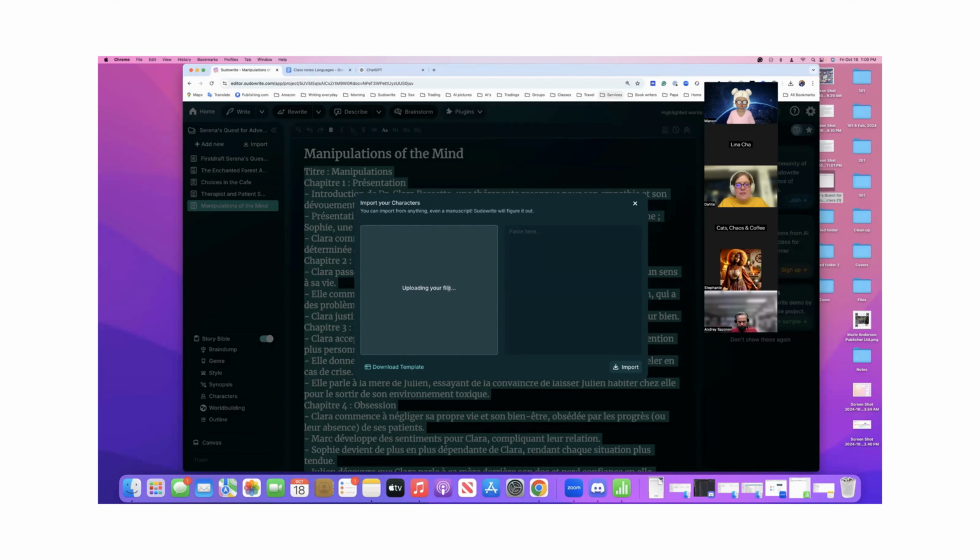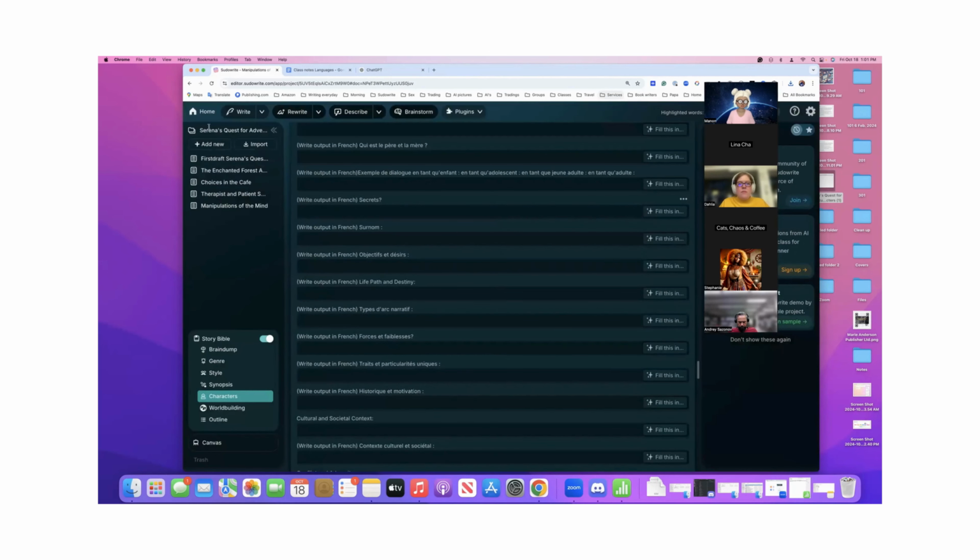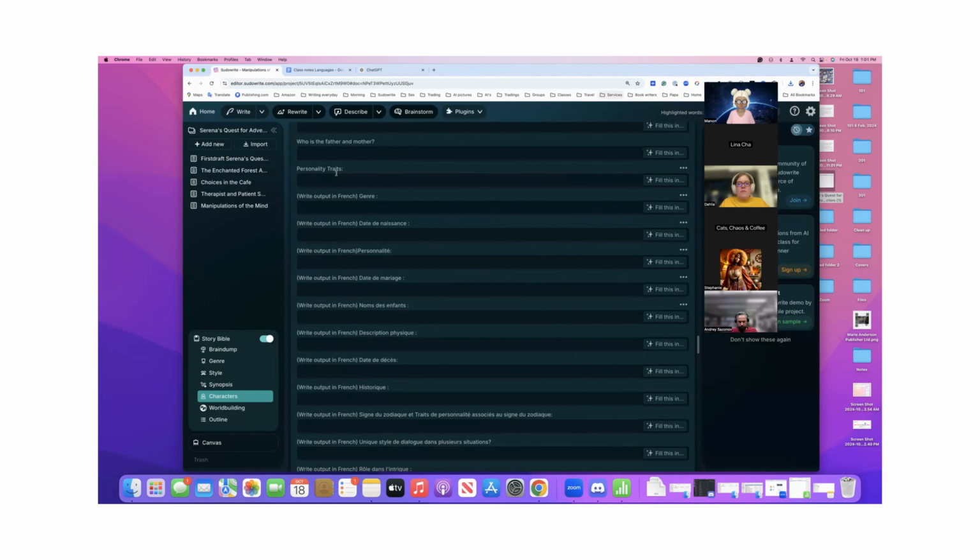You can import anything, even a manuscript. Sudowrite will figure it out. Okay, well, I don't want to download really. Okay, it's taking too long, so I'm going to stop it. But this is normally the path you can go, from the template that they give you. Or like she said, you put it right in here, you put your writing or the manuscript in here and it's going to do it by itself. Basically, it's the same way as if you were to go in the main one and import your own manuscript.